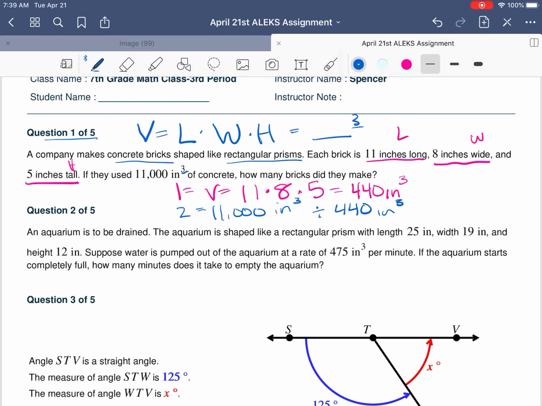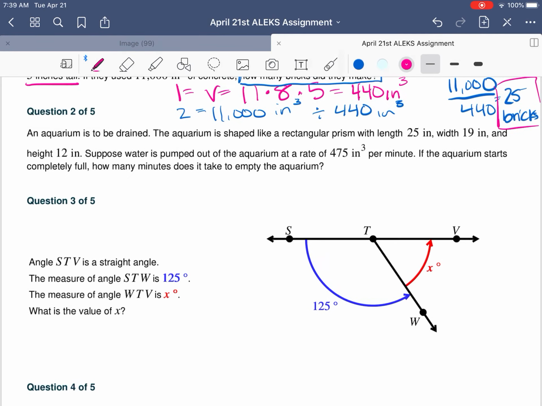So it would look like this. And that will tell me how many, because the question is how many bricks did they make? So I want to take the 11,000 and divide it by 440, and that gives me 25. So they made 25 bricks. And that is my answer for number 1.